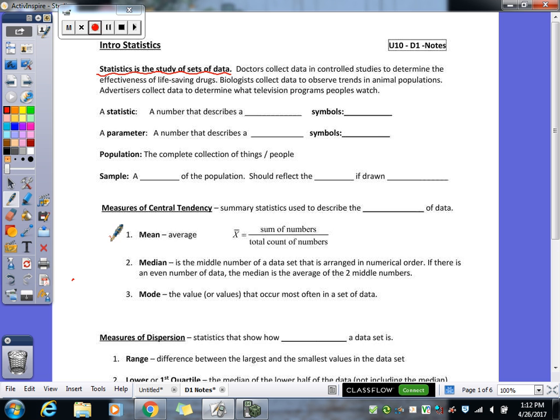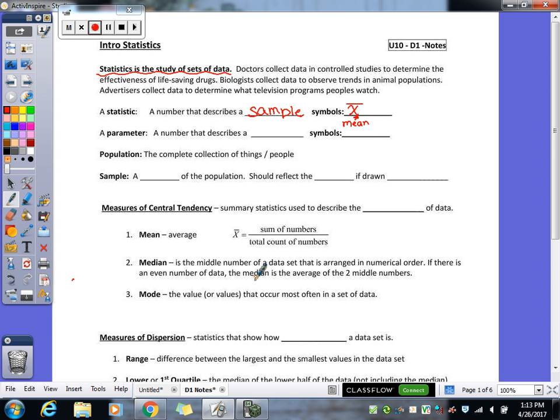A statistic is a number that describes a sample. A lot of times we're going to be dealing with samples because it's virtually impossible to get the full population of something. So when we're talking about those, our symbols that we use: the x with a little bar over it stands for your mean. Does anybody remember what a mean is? That's your average. I had a student tell me one time, teachers are mean, they give you your average. That's how they always remembered it themselves. Your mean is your average.